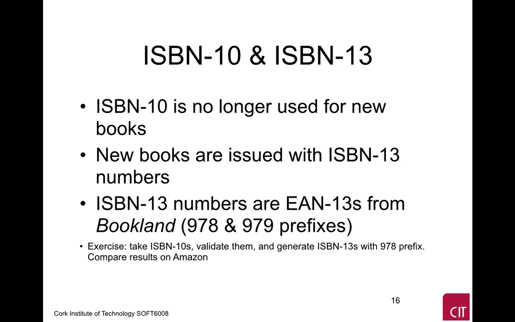What's interesting was that when they switched from ISBN 10 to ISBN 13, a lot of people thought, well, okay, I'll just put 978 in front of the ISBN 10 and I'll be sorted. But of course, they didn't understand that you had to recalculate the check digit at the end. Okay.